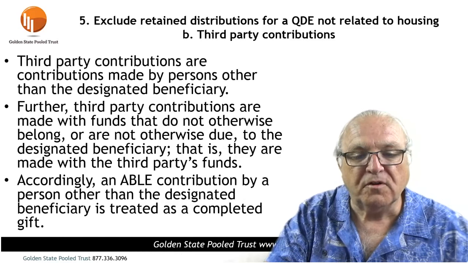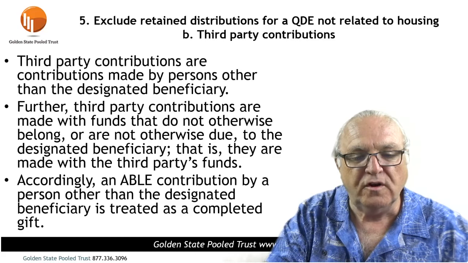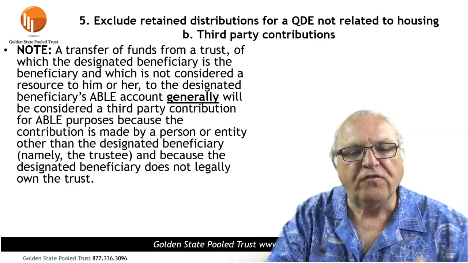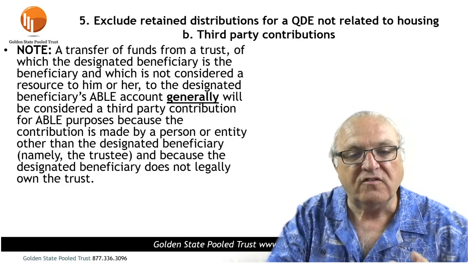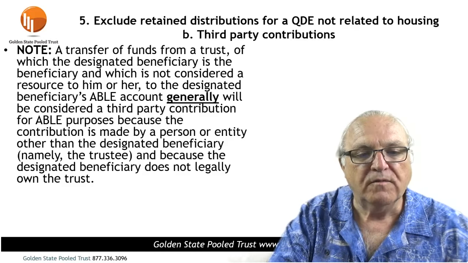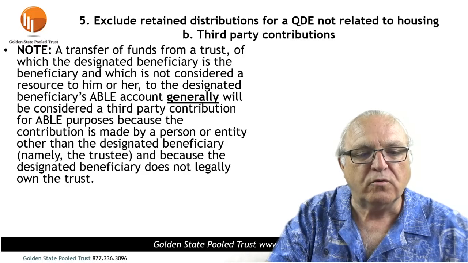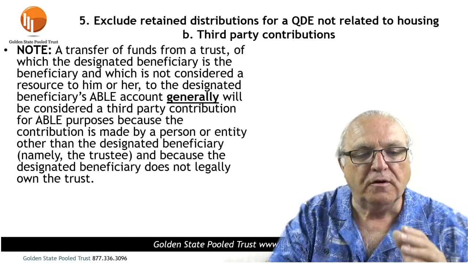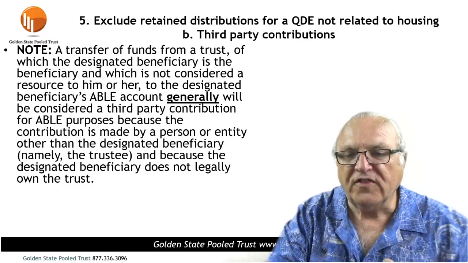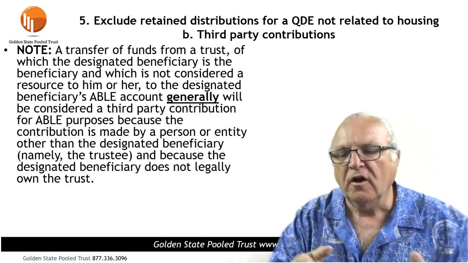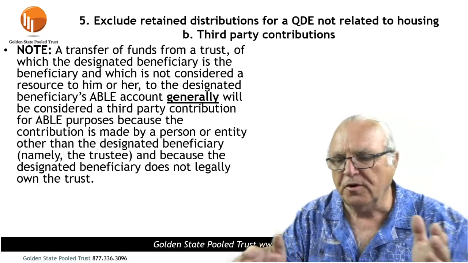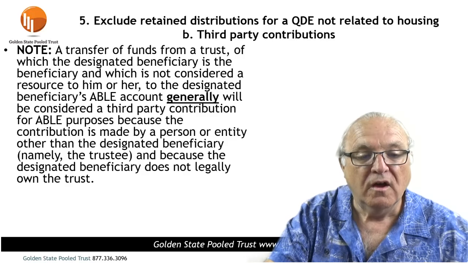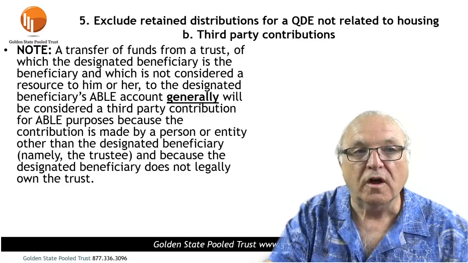Accordingly, a contribution to an ABLE account by a person other than the designated beneficiary is treated as a completed gift. Note, and this is huge, a transfer of funds from a trust of which the designated beneficiary is the beneficiary, and which is not considered to be a resource to him or her, generally will be considered a third-party contribution. So what this is telling us is whether it's a self-settled trust or a third-party trust, a pooled trust, or an individual trust, the transfer from a special needs trust to an ABLE account here is a contribution and will not be considered income.